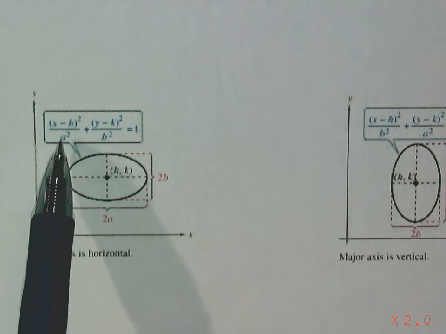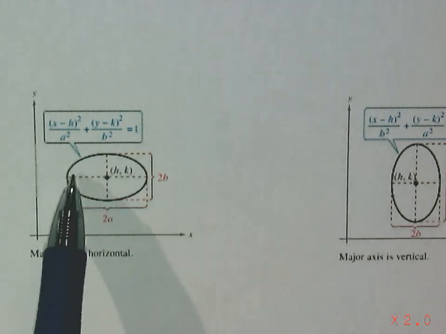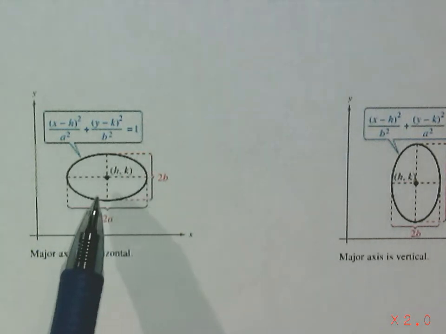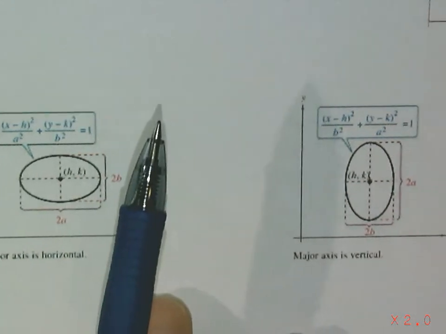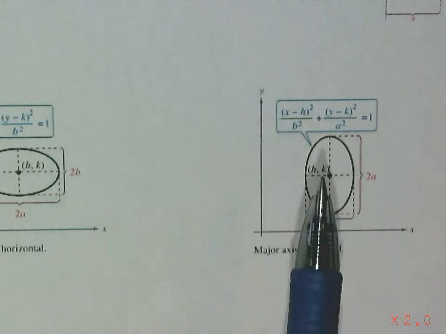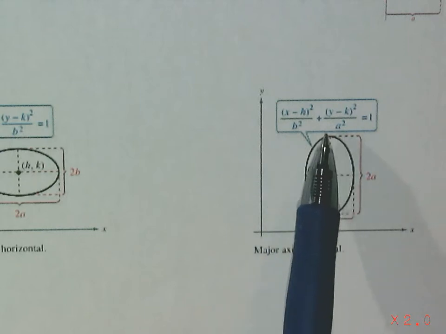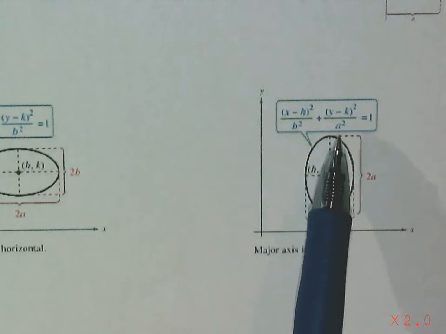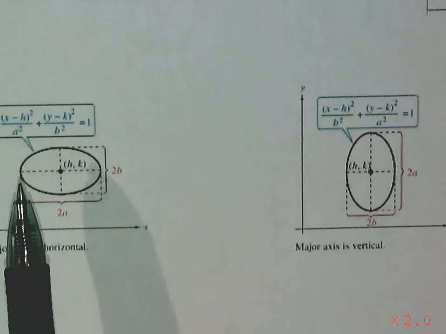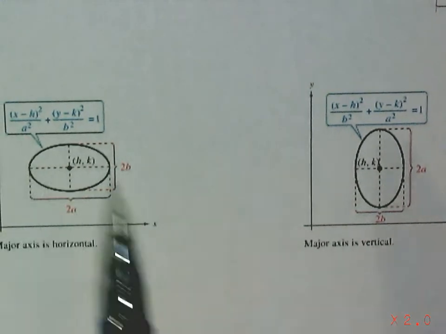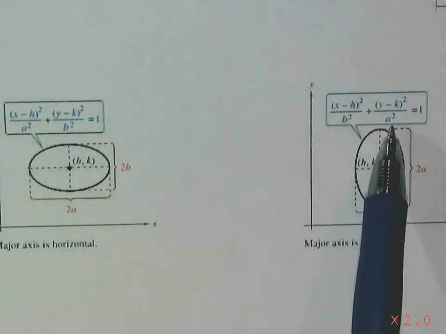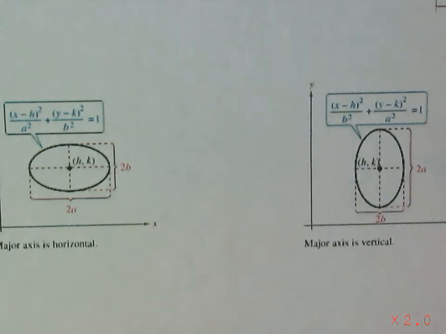If the x has the a underneath it, a is always going to be the larger of the two numbers. The ellipse looks like a football that's been lying down. The other form, (x minus h) squared over b squared plus (y minus k) squared over a squared equals 1. The only difference between these two formulas is the position of a and b. In this case, a is located second. It's under the y value, so it looks like a football going up and down.